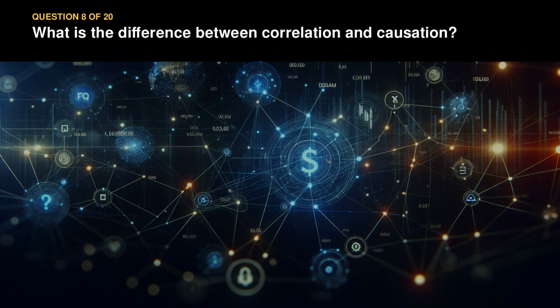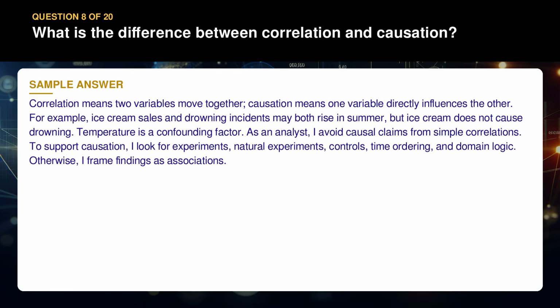Question 8. What is the difference between correlation and causation? Correlation means two variables move together. Causation means one variable directly influences the other. For example, ice cream sales and drowning incidents may both rise in summer, but ice cream does not cause drowning. Temperature is a confounding factor.